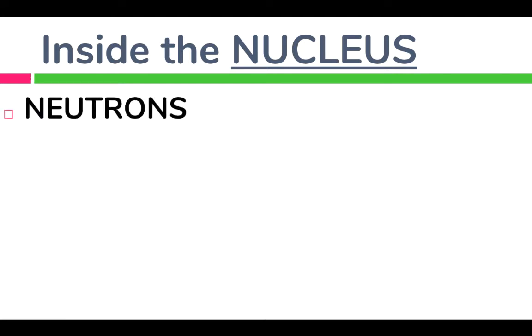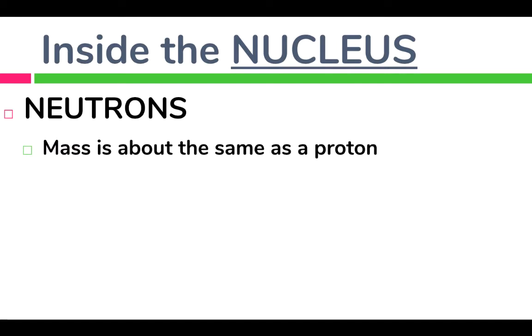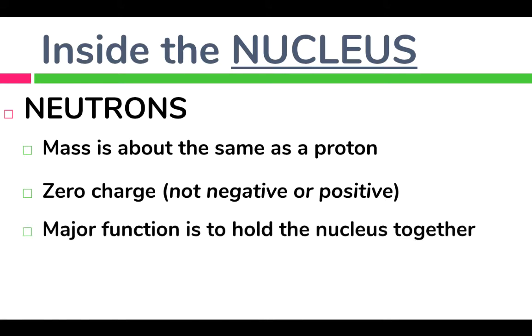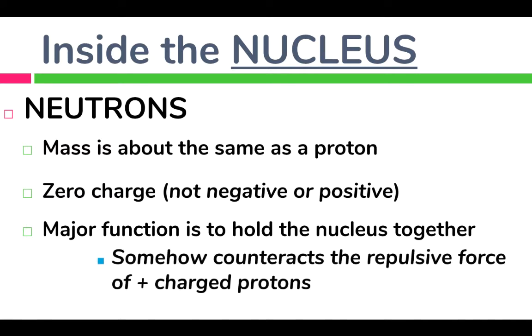Also in the nucleus are the neutrons. They also have mass. It's also 1 atomic mass unit, the same as a proton. But they don't have a charge. They are neutral, hence their name neutrons. Their main function is to stop those protons that are all positively charged from just flying apart and repelling each other, because we know that like charges repel.